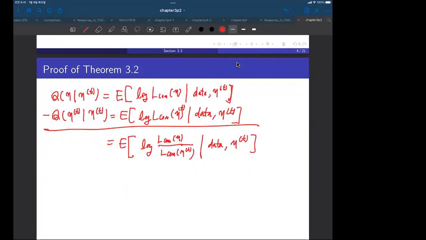Here this is just eta, the unknown eta. It's not the initial value; this is the unknown parameter. We will put t plus one here, but this is just the definition.